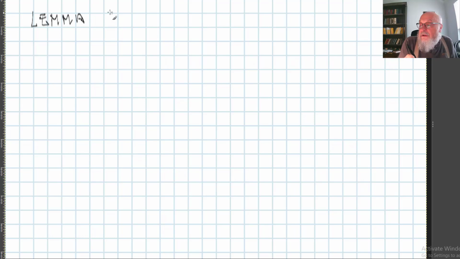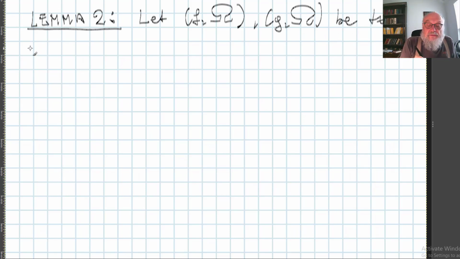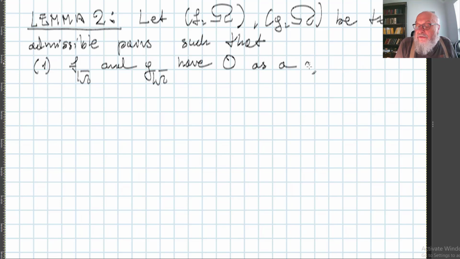Lemma 2. So suppose, or we let, like it was before, f omega and g omega be two admissible pairs such that, and I put here like this, first condition, 1, f and g, maybe restricted to omega bar, have 0 as a regular value.